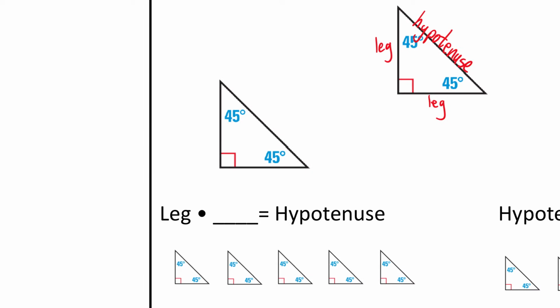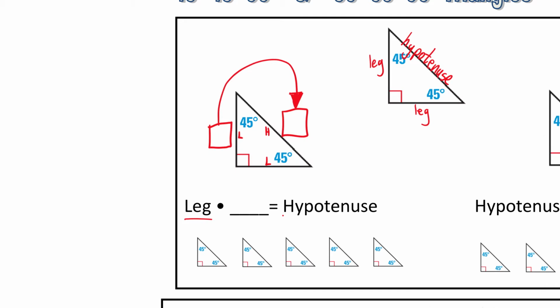Now, on this first one, let's say we know the length of the leg. There's the hypotenuse, here's a leg, here's a leg. So let's say we know this leg and we're looking for the hypotenuse. If we know the leg, we multiply it times what to find the hypotenuse? Okay, good. This is the square root of 2. So you take the leg times the square root of 2, and that gives you the length of the hypotenuse.